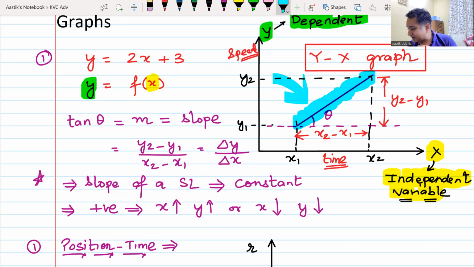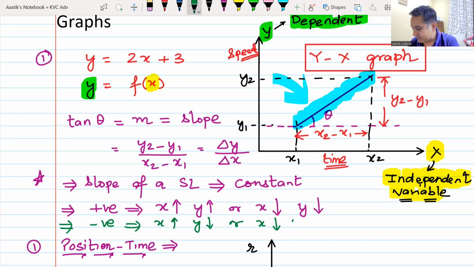That is correct. Now, if you have understood what is a positive slope graph, then you have definitely understood what is a negative slope graph. The green line. The negative slope graph means if x increases, then y has to decrease, or if x decreases, y has to increase. That graph is known as a negative slope graph. Do we understand this? Yes or no?